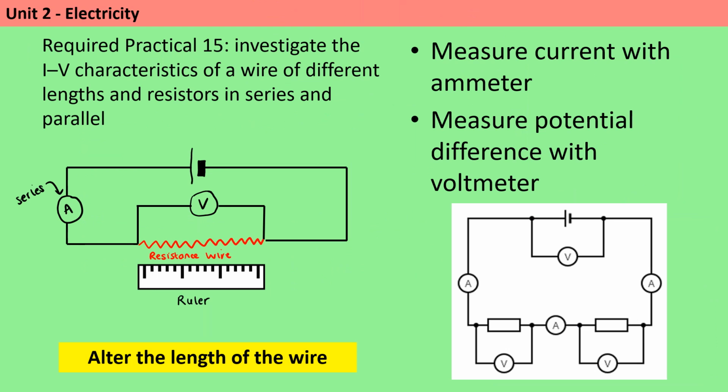Required Practical 15 is looking at the IV characteristics, in other words, the current and the potential difference of a wire of different lengths and also of resistors in series and parallel. For each one of these, you just need a simple circuit and it needs to contain an ammeter, which must be in series because otherwise it won't work, and a voltmeter, which must be connected in parallel, otherwise it won't work.